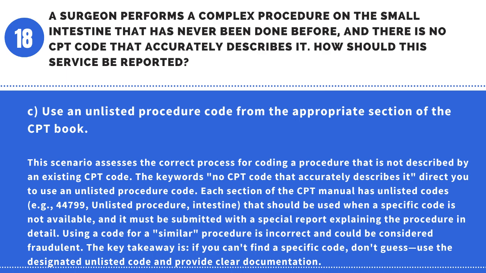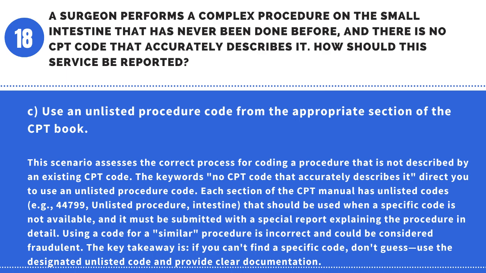Each section of the CPT manual has unlisted codes, e.g., 44799, unlisted procedure, intestine, that should be used when a specific code is not available, and it must be submitted with a special report explaining the procedure in detail. Using a code for a similar procedure is incorrect and could be considered fraudulent. The key takeaway is, if you can't find a specific code, don't guess, use the designated unlisted code and provide clear documentation.